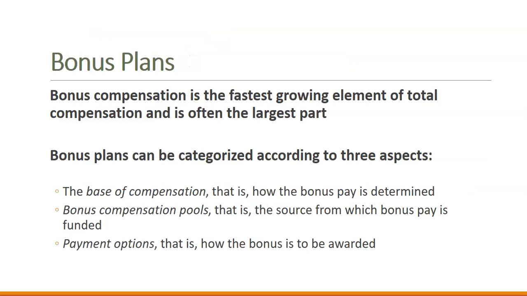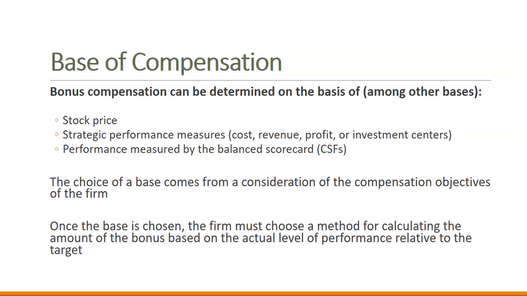There's a variety of different bonus plans and how we build those bonus plans. So first we talk about 3 different types of bonus plans. One is base of compensation. So this is how the bonus pay is actually determined. Then we have bonus compensation pools, which is the source of financing to pay bonuses. And then the different payment options. So how is the bonus to be awarded. So first, we're going to look at base of compensation.